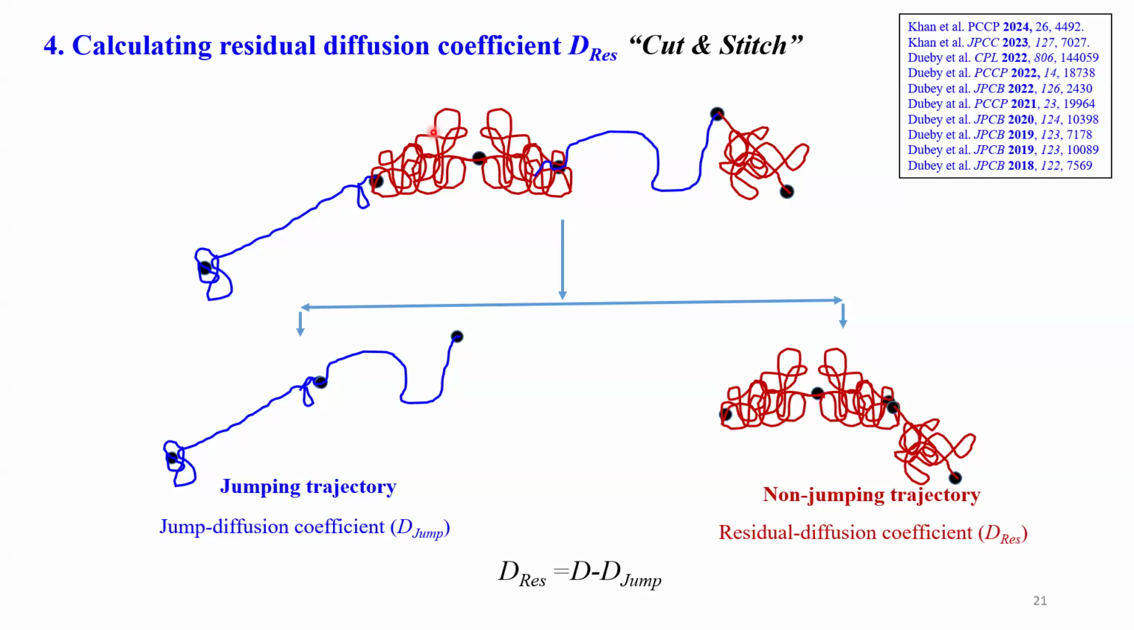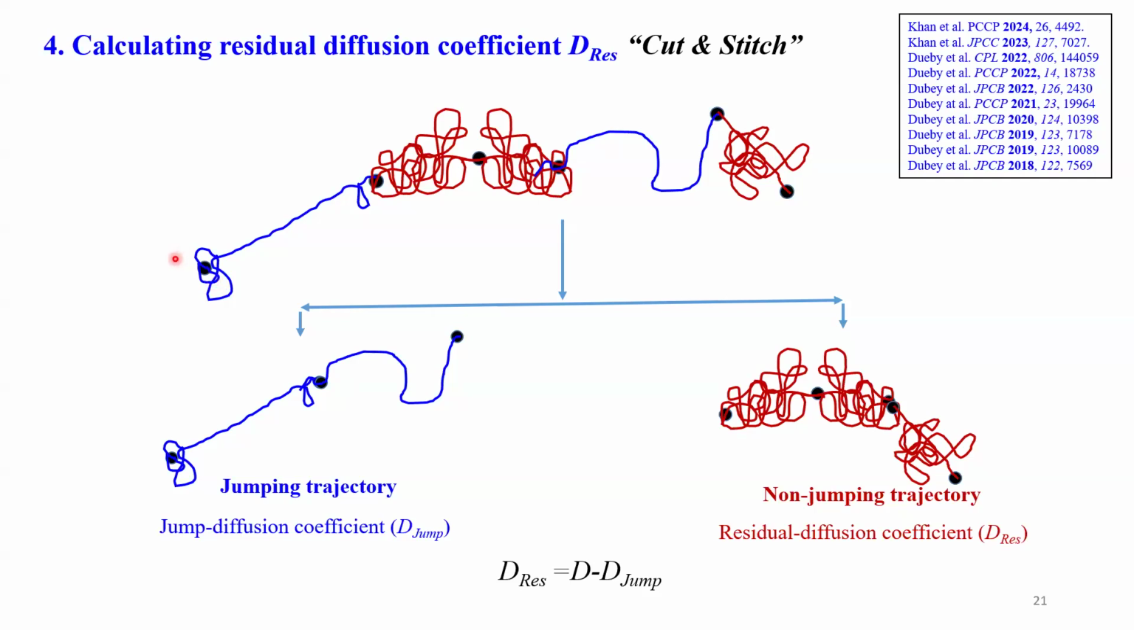Okay, fine. Good. So now this cut and stitch method is just to prove this equation, that diffusion is the summation of jump and non-jump diffusion. What we do for that is cut the jump trajectory segments and stitch them. Let us also cut the small diffusive trajectory segments, the non-jumping segments, and stitch them. So effectively we will have only the jumping trajectory, and only the non-jumping trajectory.